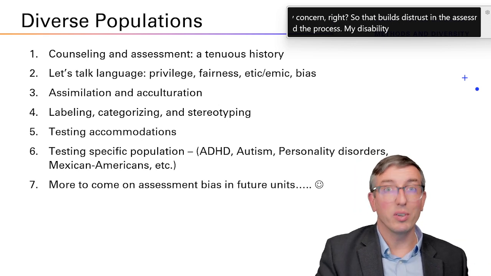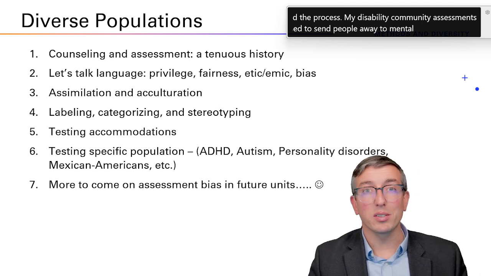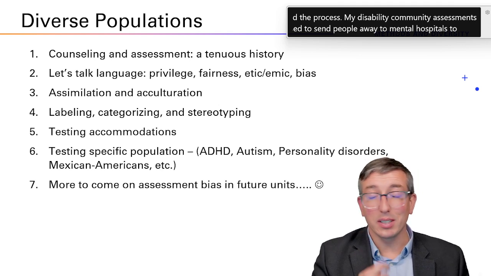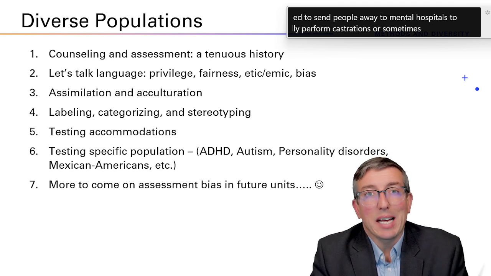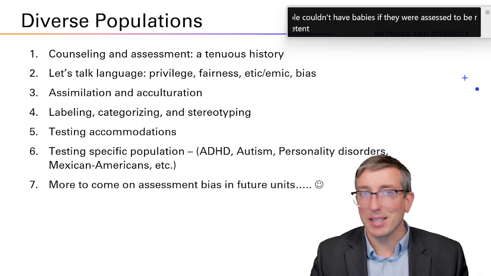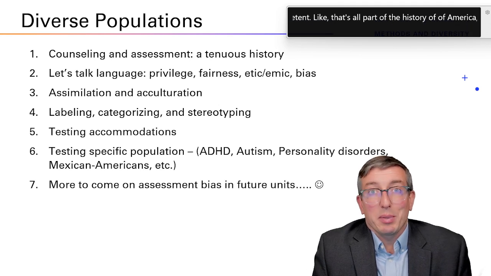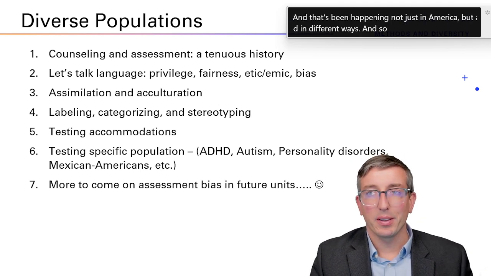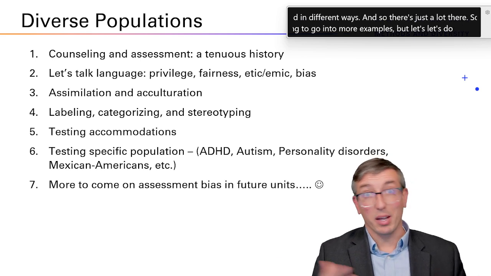In my disability community, assessments were often used to send people away to mental hospitals, to literally perform castrations, or sometimes chemical castration, so people couldn't have babies if they were assessed to be mentally incompetent. That's all part of the history of America, and that's been happening not just in America but around the world in different ways. And so there's just a lot there. So I'm not going to go into more examples, but let's do talk about it. Let's have that conversation.